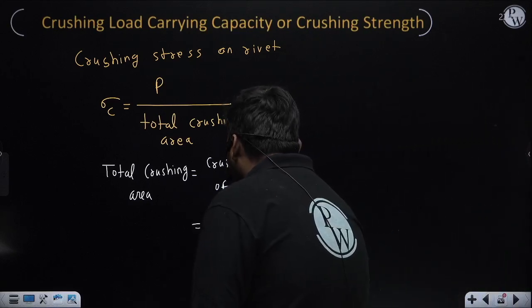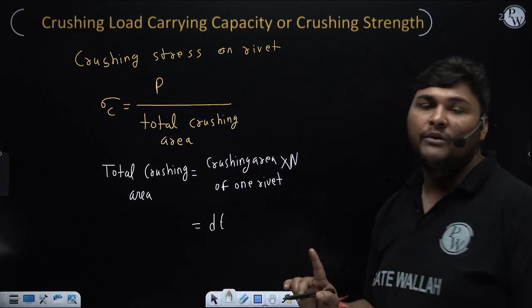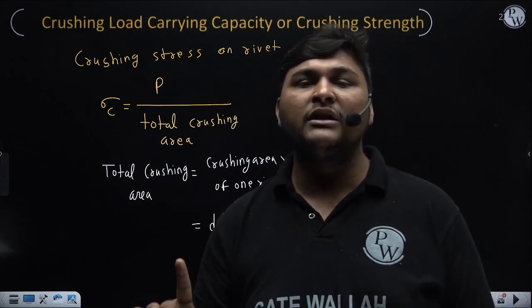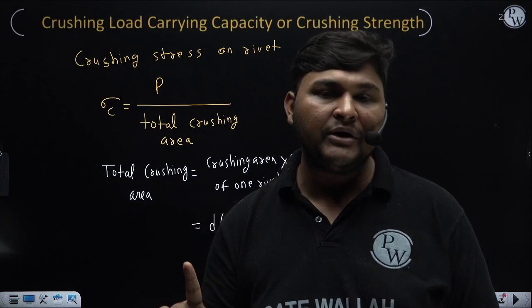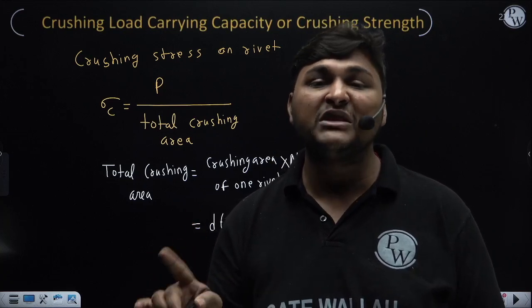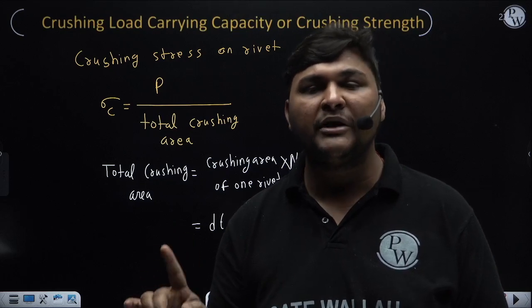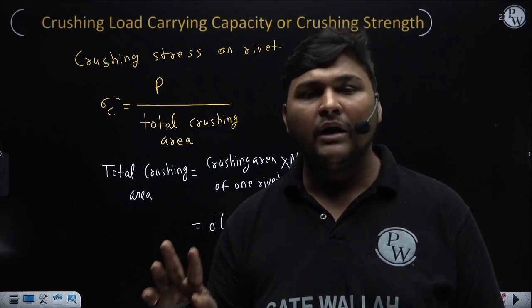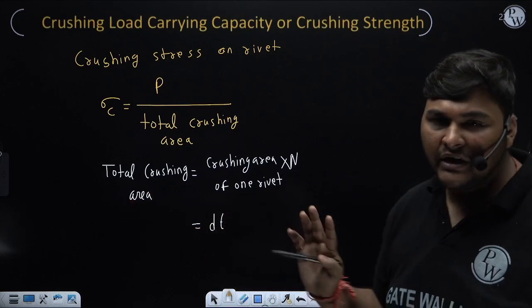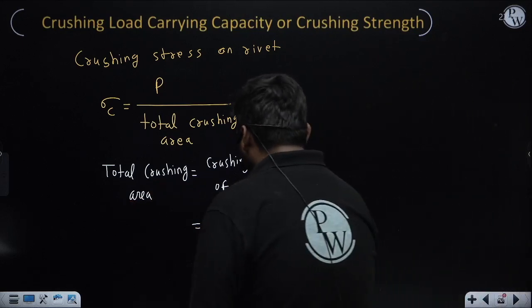And you can remember the formula to calculate the crushing area of one rivet. It is D into T, where D is the diameter of the rivet and T is the thickness of the plate. Which thickness? The one which is lesser. If it is lesser for plate A, take the thickness of plate A. If it is lesser for plate B, take the thickness of plate B. If the thickness of both plates is the same, you can take any thickness, into the total number of rivets.